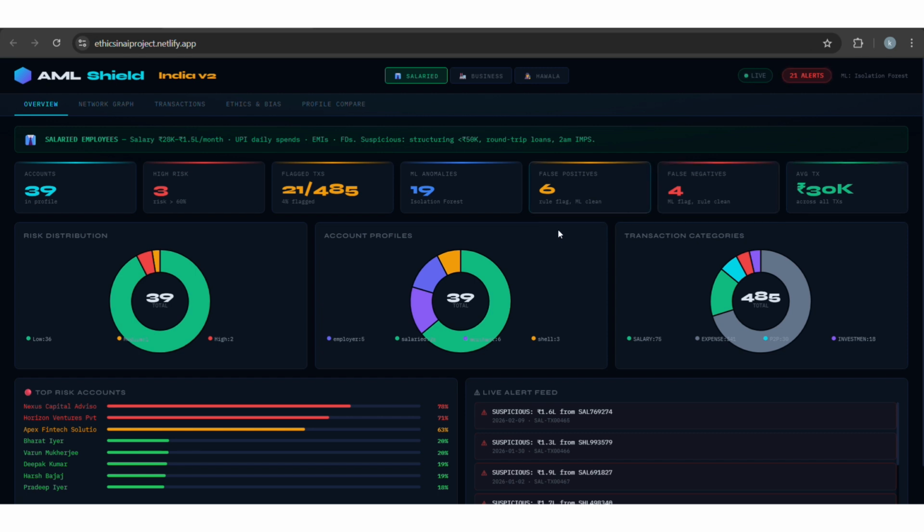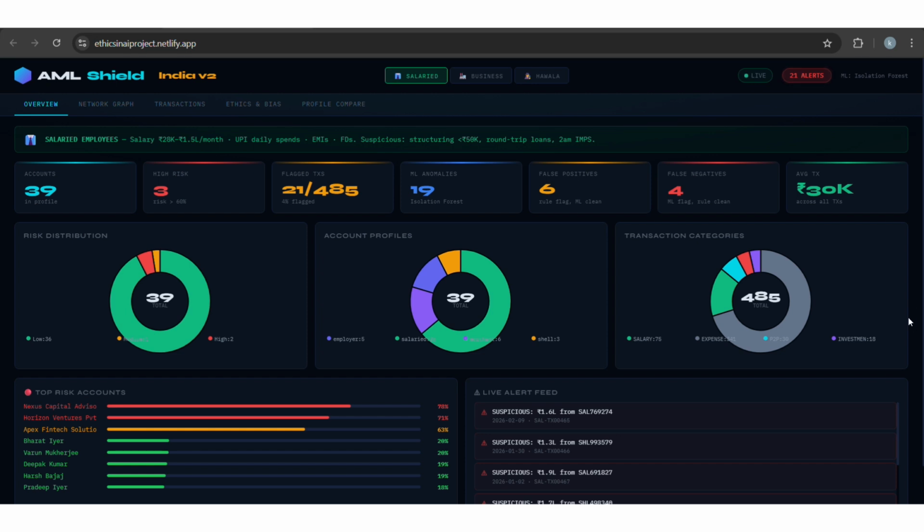28,000 rupees. The three donut charts below show the risk distribution across the accounts, the account type breakdown, and the transaction category composition. In this salaried profile, salary, expense, and peer-to-peer transfers dominate, which is consistent with expected behavior for this economic archetype.